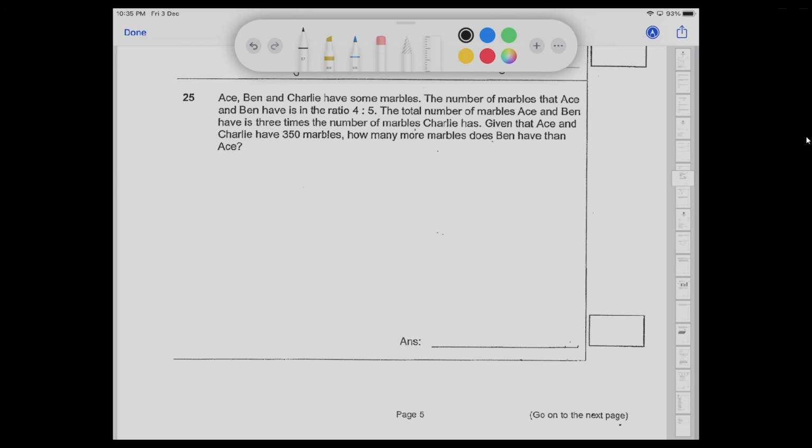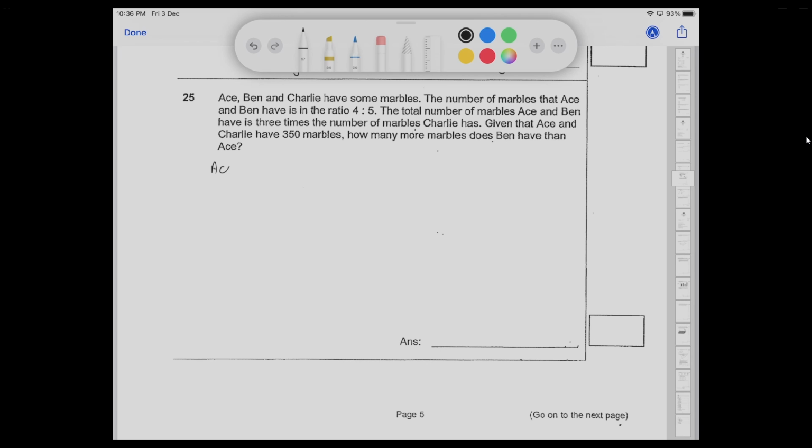Ace, Ben, and Charlie have some marbles. The number of marbles that Ace and Ben have is in the ratio 4:5. The number of marbles Ace and Ben have is 3 times the number of marbles Charlie has. Given that Ace and Charlie... quite complicated, it's quite a long question. I think the model method would probably be best for this, for visualizing what the question wants us to do.